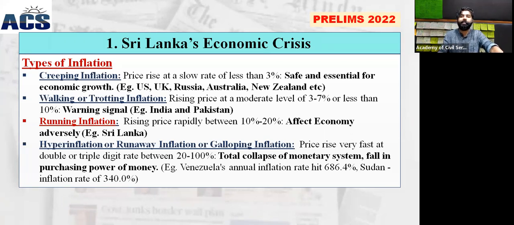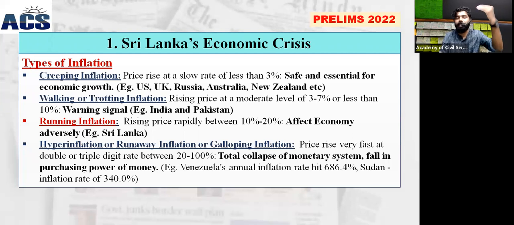Now Sri Lanka is experiencing running inflation, which is the rapid rising of prices between 10 to 20%. That's why a chai in Sri Lanka costs 100 rupees, while even in Assam, the Assamese thali costs 100 rupees. So you can equate how different it is in India and Sri Lanka. They have to pay 100 rupees for a tea. That's what affects them when the price rises or the value of the currency diminishes.